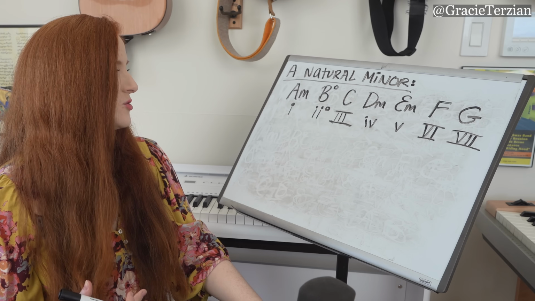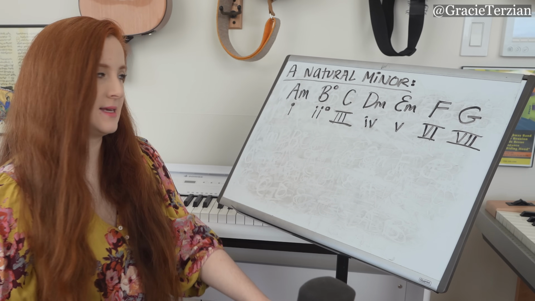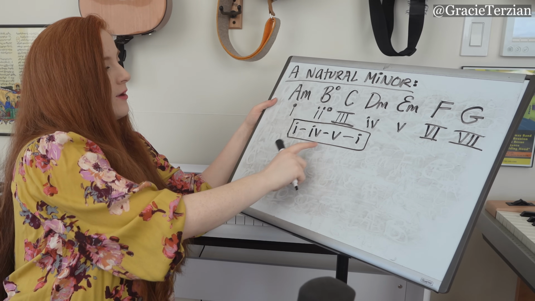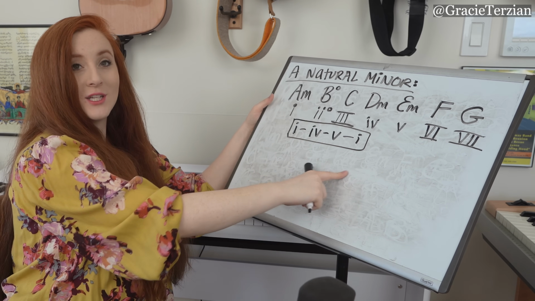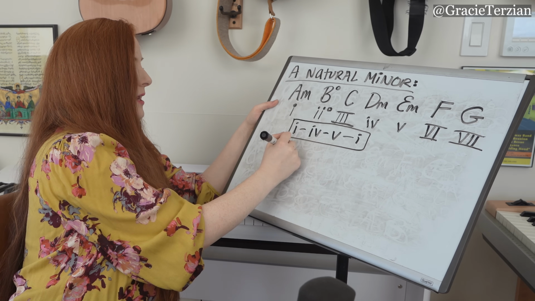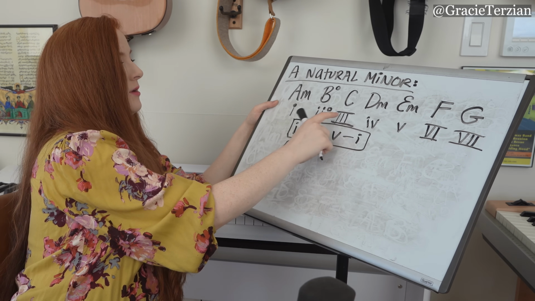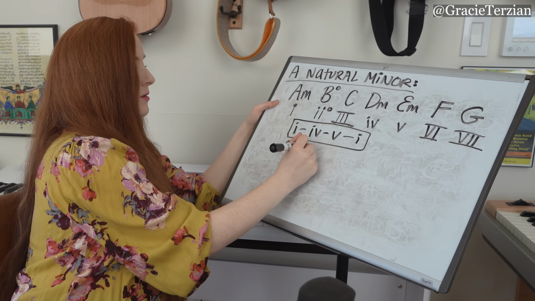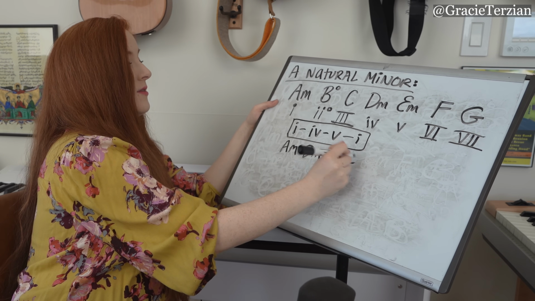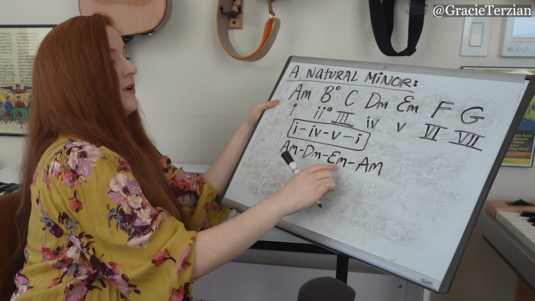So now let's play a 1, 4, 5, 1 chord progression in this key. So that would be, if I were to write out these chords, A minor is the 1 chord, the 4 chord is D minor, the 5 chord is E minor, and then the 1 chord is A minor. Okay, so 1, 4, 5, 1.